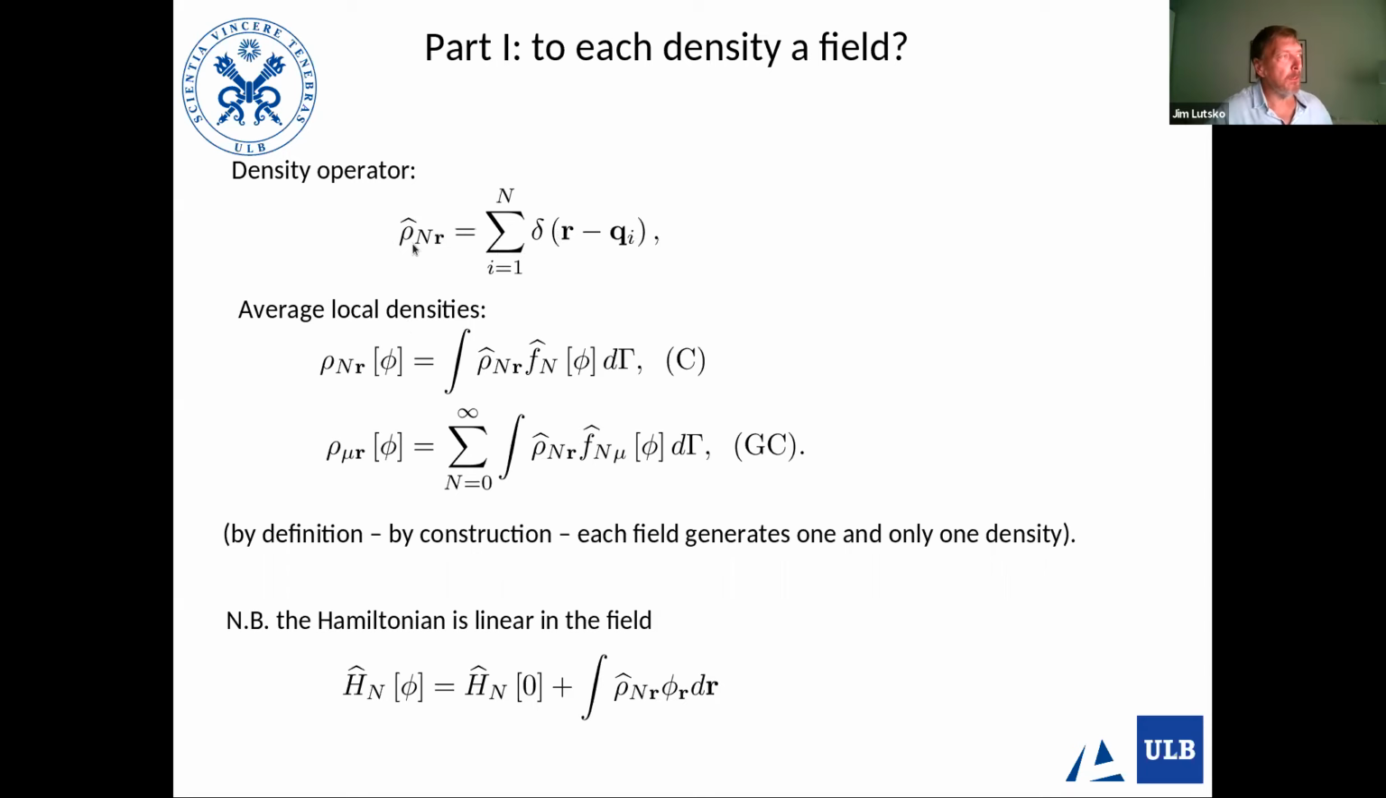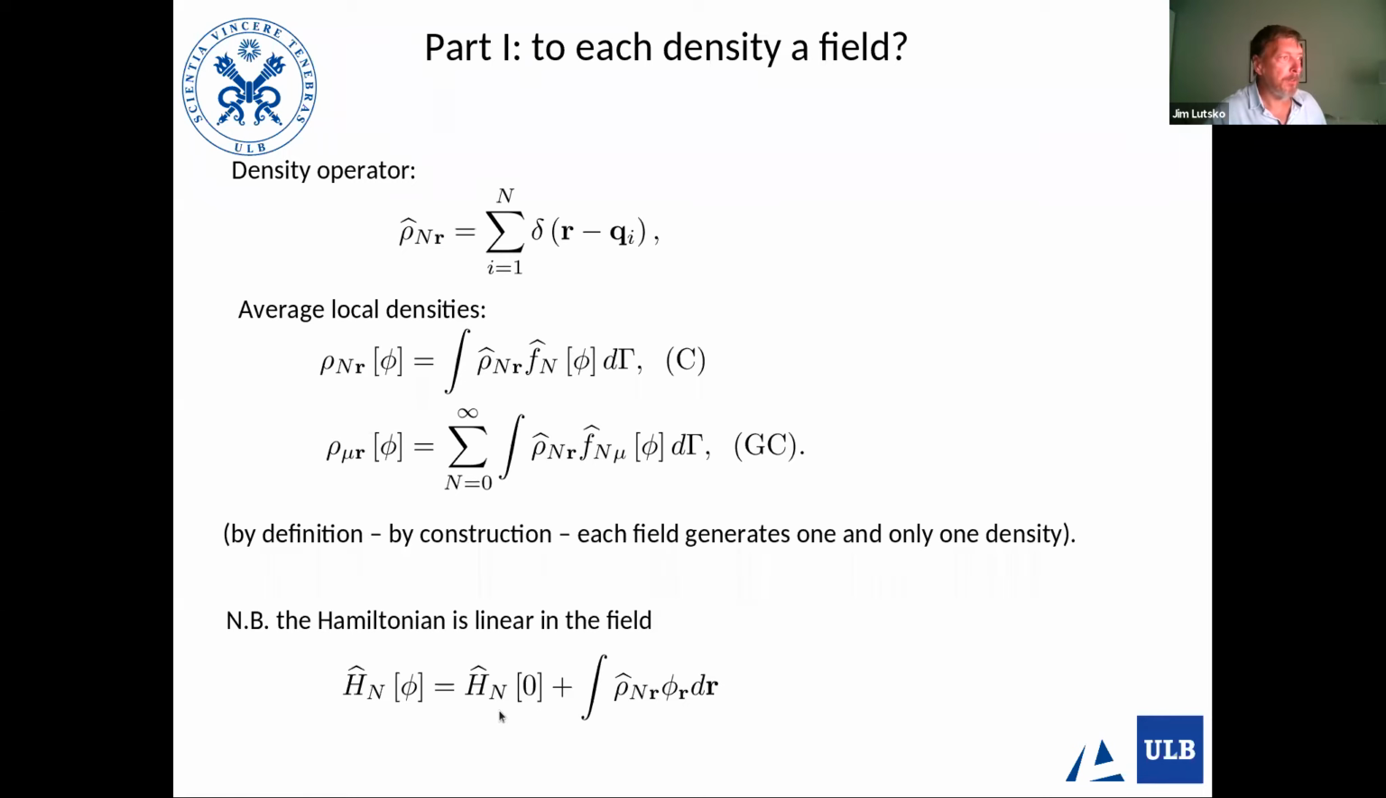So this is the phase function, and the local density is just its average. We just have to multiply it by the distribution function and integrate. In the grand canonical case, we also have to do the sum over particle number. So this is the explicit expression for the local density. Everyone sees this immediately, but just to have this fact handy: by construction, there is only one local density for each field. That is part of the eventual two-way implication that we want to prove.